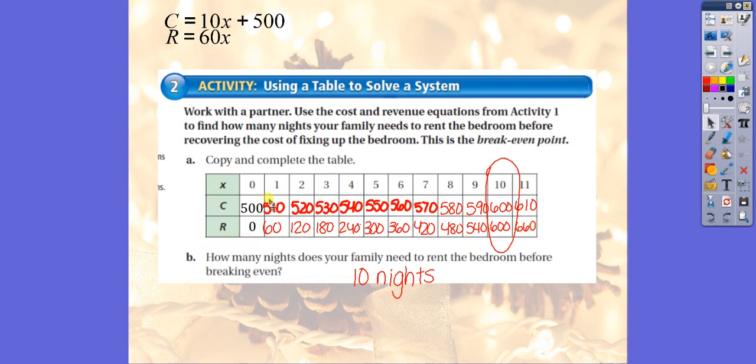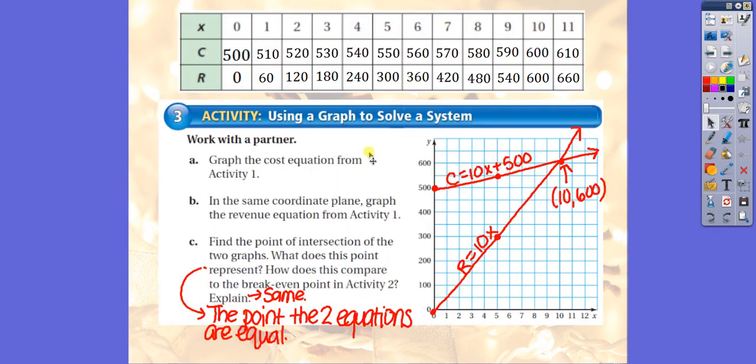And after you made the table, they wanted you to go back and figure out how many nights your family needs to rent the bedroom before they break even. And their break-even point is the point when the cost is equal to the revenue, which they've explained up here. And that is 10 nights, cost of 600, revenue of 600. And so after 10 nights, they are actually making a profit every additional night that they rent this room, barring any other major repairs or cost in keeping up the room.